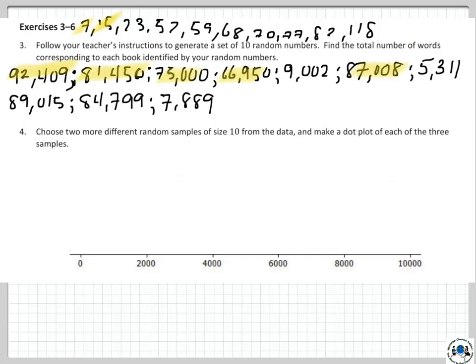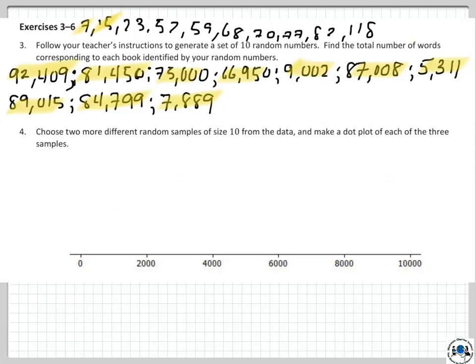Look at these sizable ones. Wow, all the pretty big ones, and the other couple were just in the thousands, right? So there is my list of random numbers of words in books. Again, I don't know the books, the titles. All I know are the numbers of words. So now what it wants us to do here is to choose two more different samples of size 10 from the data and make a dot plot for each of the three samples.